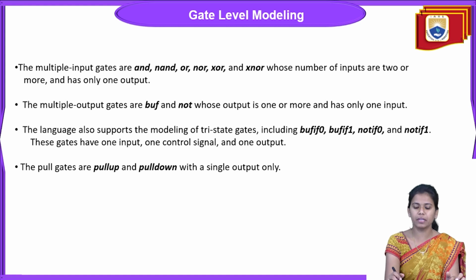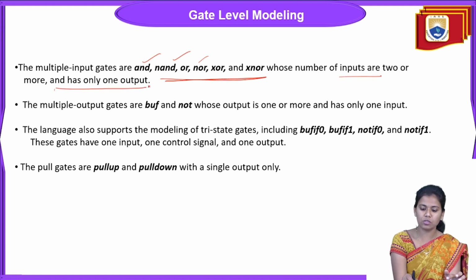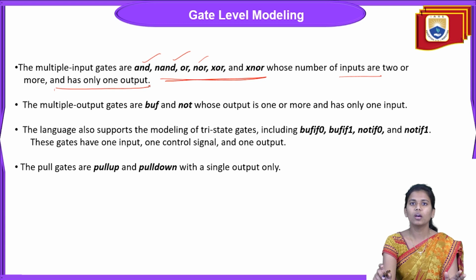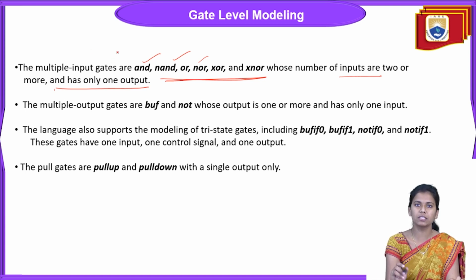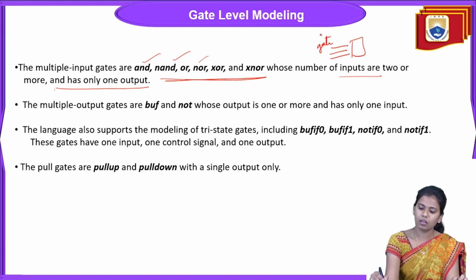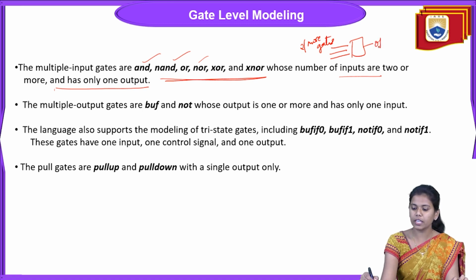In multiple input gates, we see gates like AND, NAND, and so on; these are the basic gates as we all know. Their number of inputs is 2 or more, and they have only one output. The name indicates that it is a multiple input gate. Multiple input gates means that at the input part you can see 2 or more inputs, whereas at the output you see only one single output.